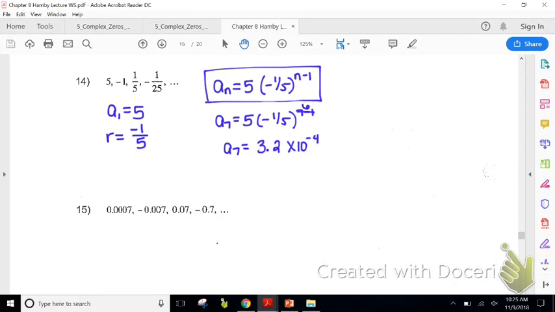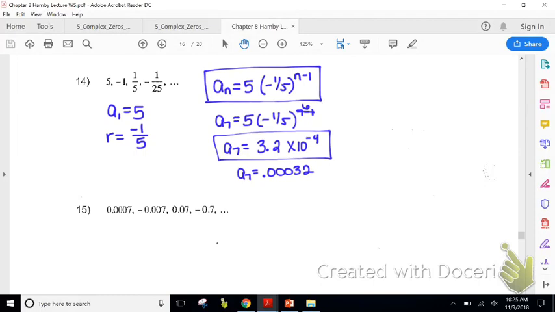So we got this, or you could have written this out as a decimal, right? Because it just means you need to move the decimal 4 places to the left. So either one of those would have been appropriate. All right. And y'all are so smart then.